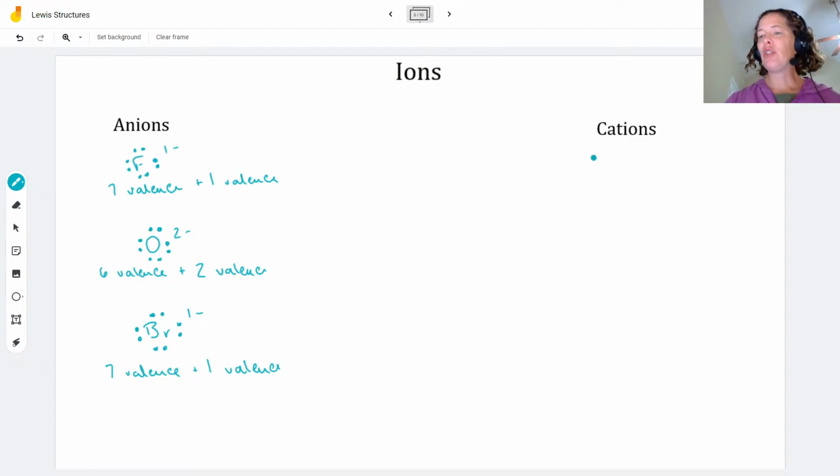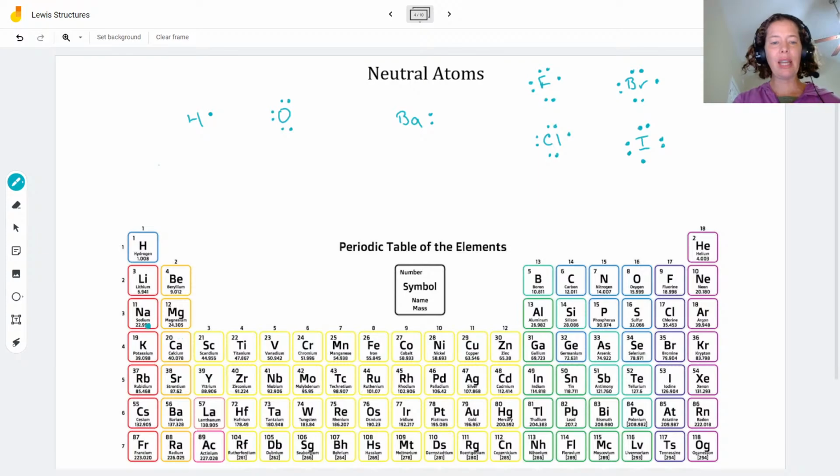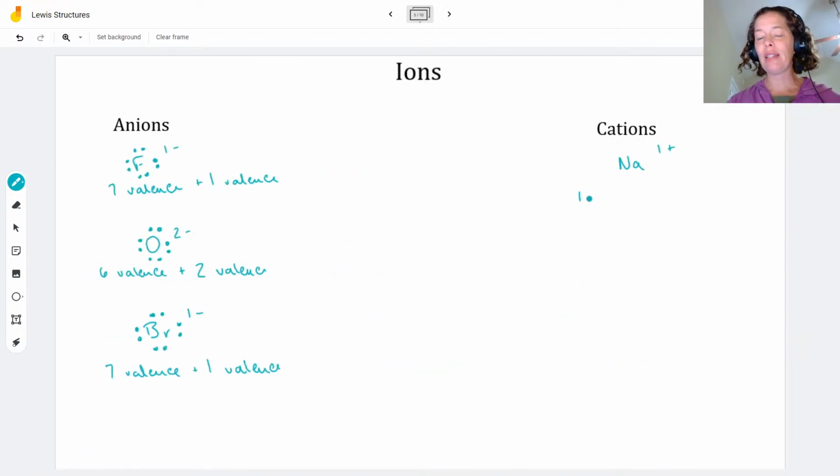So cations, let's do sodium. When sodium becomes an ion, it gets a charge of +1. So instead of gaining electrons, cations lose electrons. So this means sodium has more protons than electrons. It's lost 1. So if we go back to the periodic table, here's sodium right here. It started with 1 valence electron, but it now has a +1 charge, which means I subtract 1 valence electron.